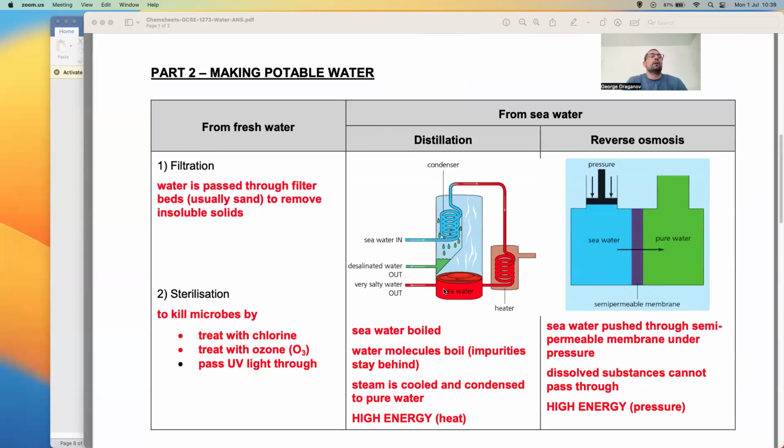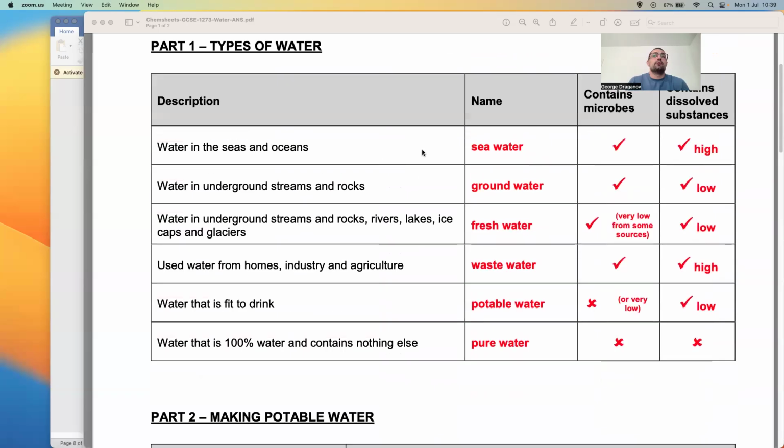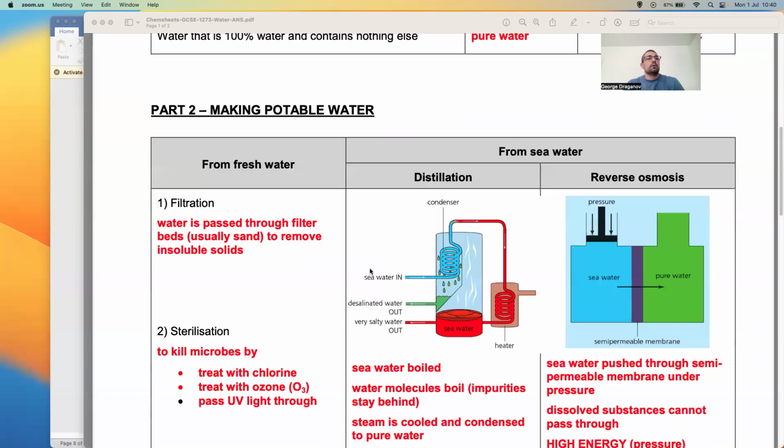So in the UK, as I said, we have a lot of fresh water and groundwater. So what we need to do is essentially filter it by passing it through a filter bed that's usually made of sand. That's going to remove any large insoluble twigs and any other solids. And then you need to sterilize it. And you have one of these three ways of sterilizing.